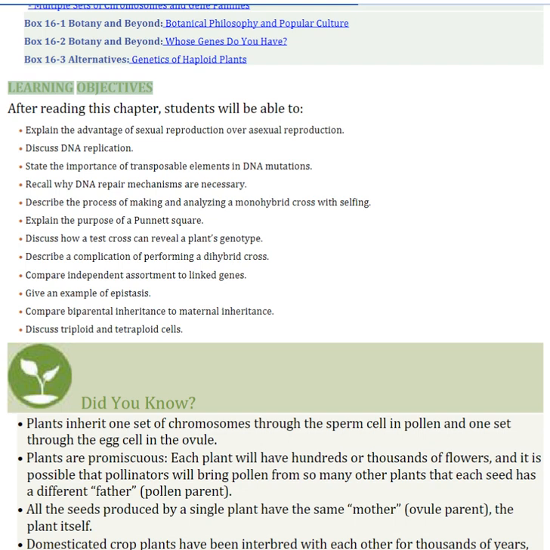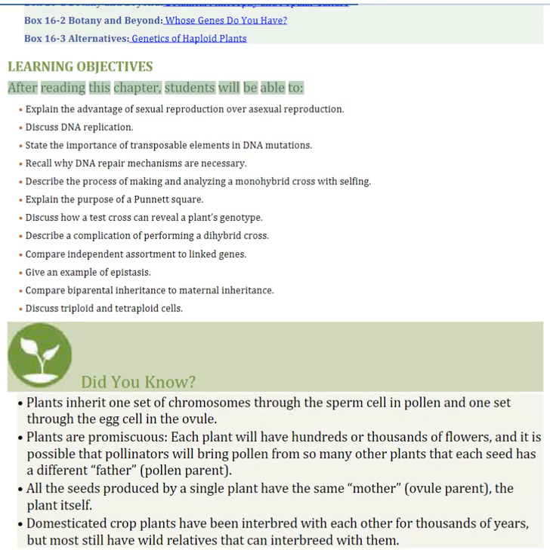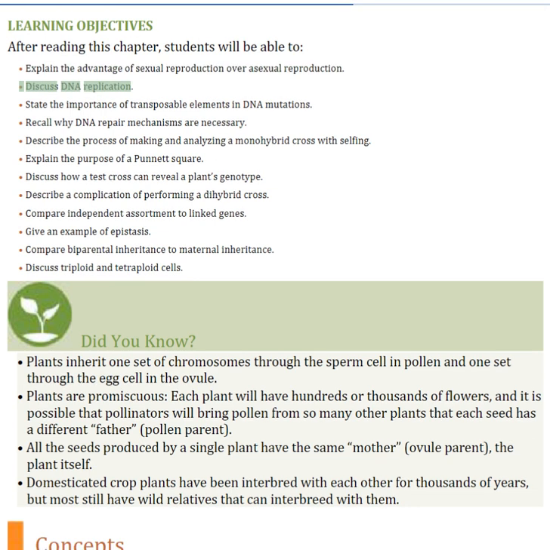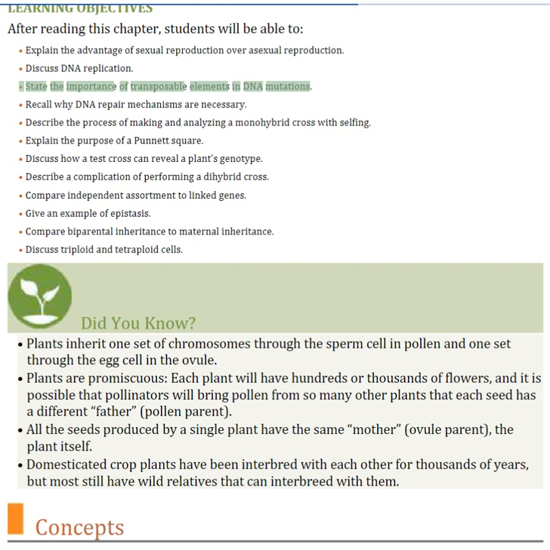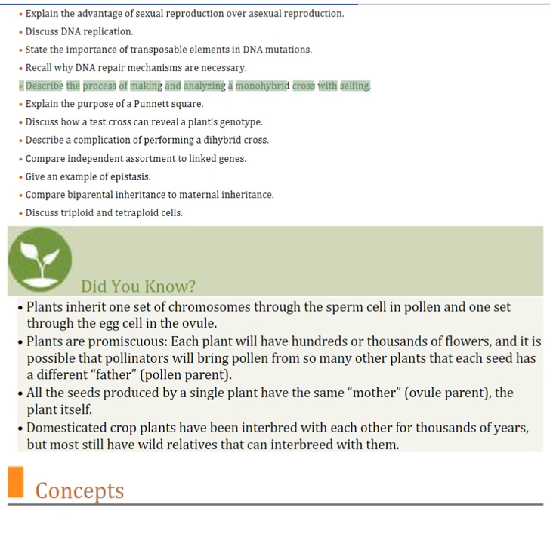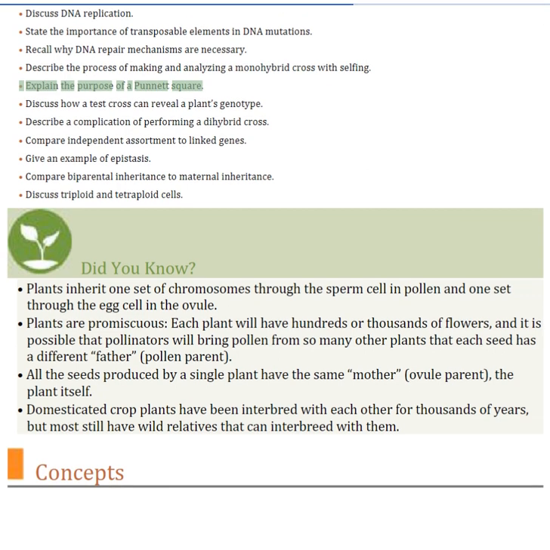Learning objectives. After reading this chapter, students will be able to explain the advantage of sexual reproduction over asexual reproduction. Discuss DNA replication. State the importance of transposable elements in DNA mutations. Recall why DNA repair mechanisms are necessary. Describe the process of making and analyzing a monohybrid cross with selfing. Explain the purpose of a Punnett square.